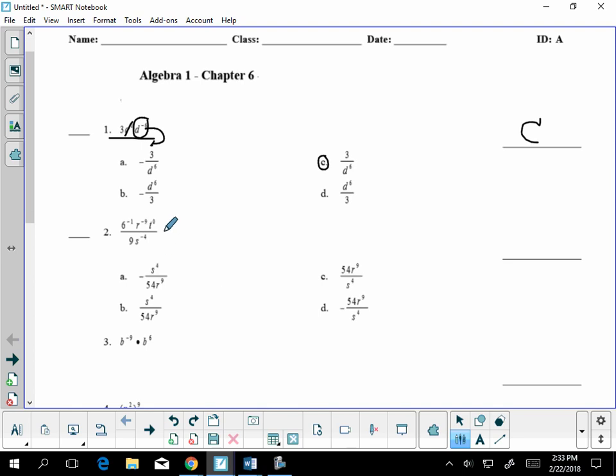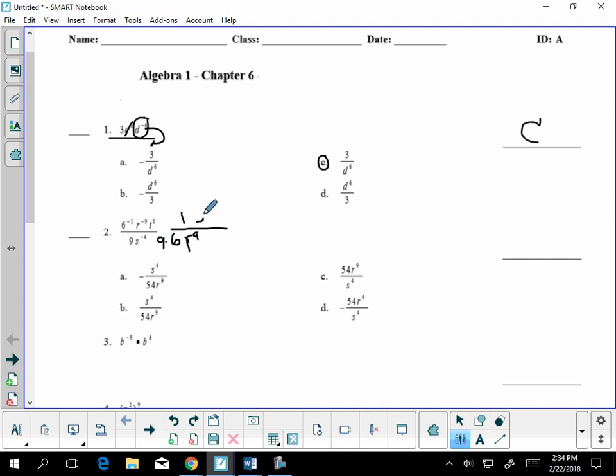All right, on number 2, just going to go ahead and draw my fraction bar. The 6 has to move down because it's a negative exponent. The r to the 9th is moving down. The t becomes 1. So there is my dealt with everything up here. Now let's look at the bottom. 9, well 9 is going to stay.